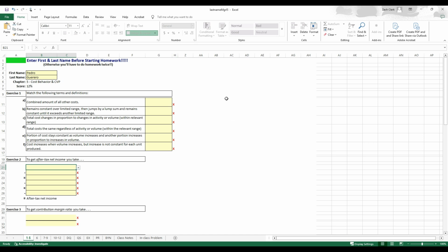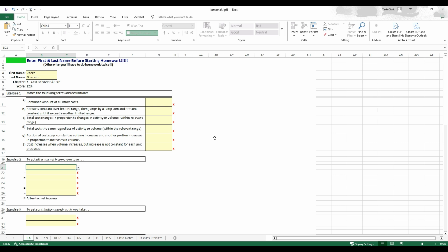Hey everyone, in this video we're going to be looking at the practice with feedback exercises for chapter 5. And in this chapter we're going to be looking at the cost volume profit ratio analyses, looking at the variable and fixed costs, contribution margin ratios, break even point, so on and so forth.